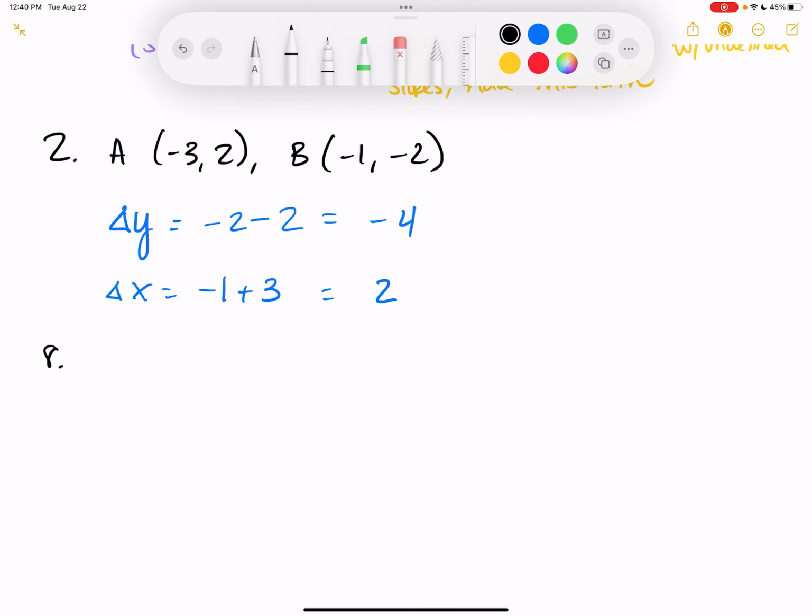Let L be the line determined by the points A and B. It says to plot the points and draw the graph. We're not doing that part of it because I trust that you can do that. We're just finding the slope. So A is (1, 2) and B is (1, -3).